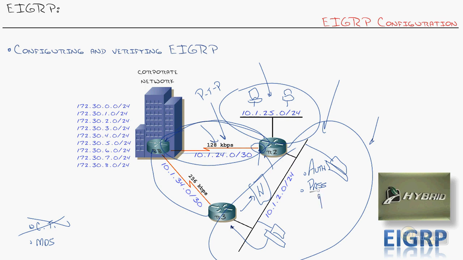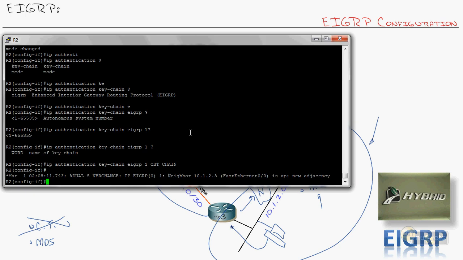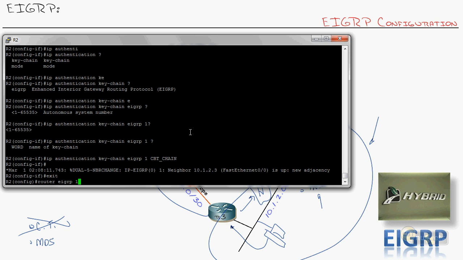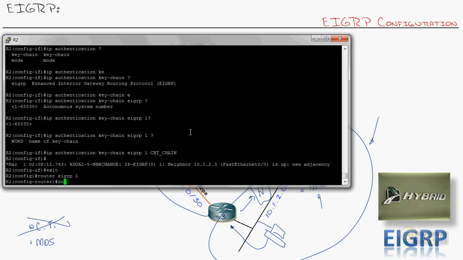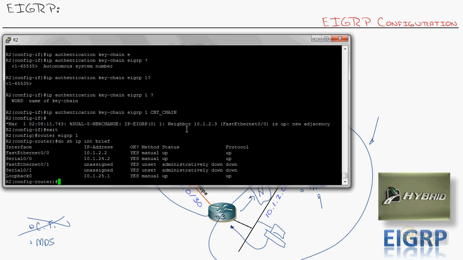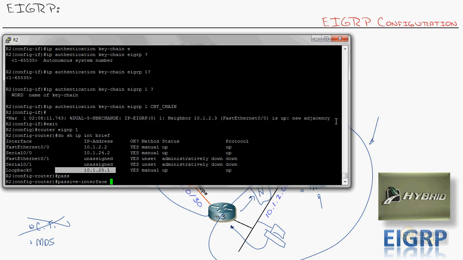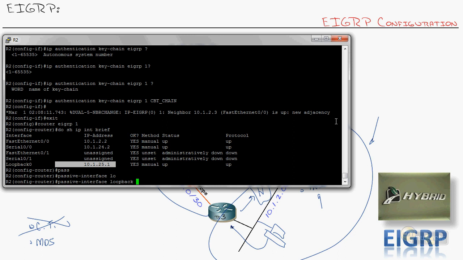I'm going to go into router 2, and you might remember this from OSPF and ICND1. I'm going to router EIGRP 1. Let's do a quick show IP interface brief so I can remember which one it is. It's this one right here. So now a couple of strategies. If I just have these little onesie-twosie interfaces that I want to be turned off, that's where I can come in here to the router and say passive-interface loopback 0.